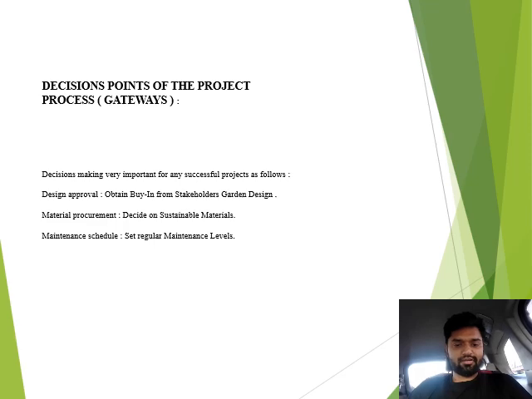The first one is design approval: obtain buy-in from stakeholders, garden design, etc. Material procurement: decide on sustainable materials. We need to decide the materials which we are going to use should be sustainable, at the same time it should be environment friendly. Our project should not damage the environment, it should not cause any kind of pollution.